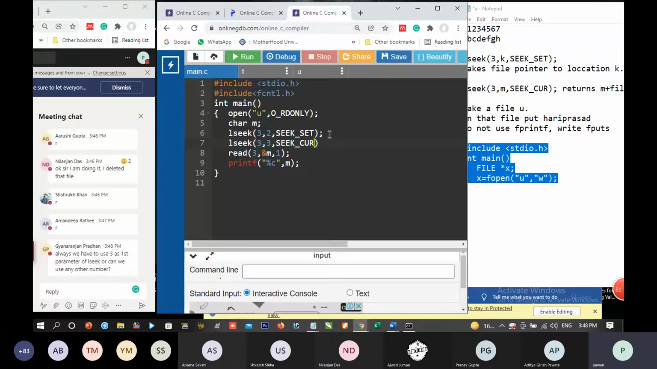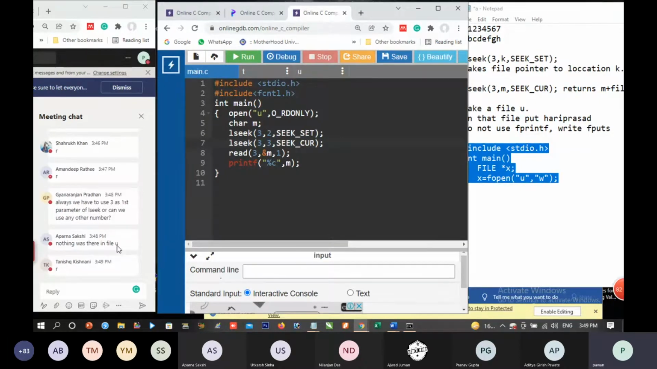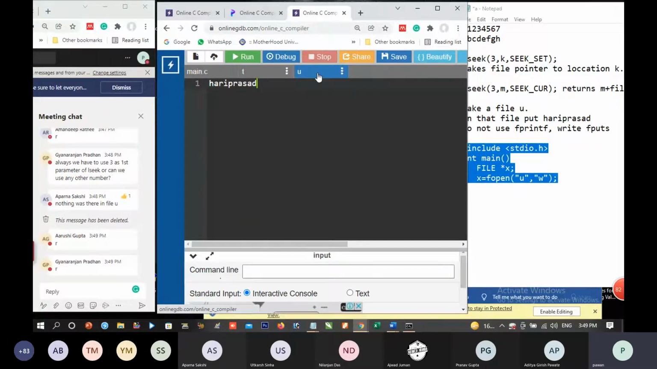Without typing this program, tell me the output. No, not always. Till now, we have seen only one file. When we see more than one file, then 3 will not always be used. In the file, you write Hari Prasad. This will make the file. Then you go to the file U and write Hari Prasad by hand.